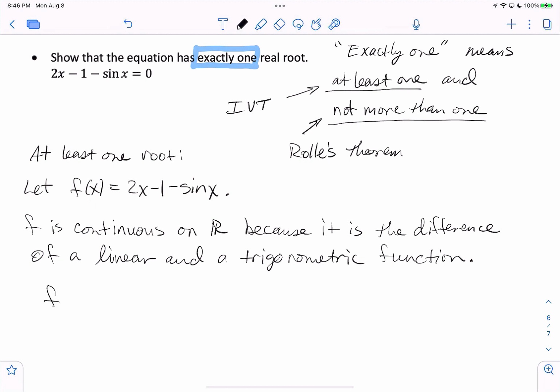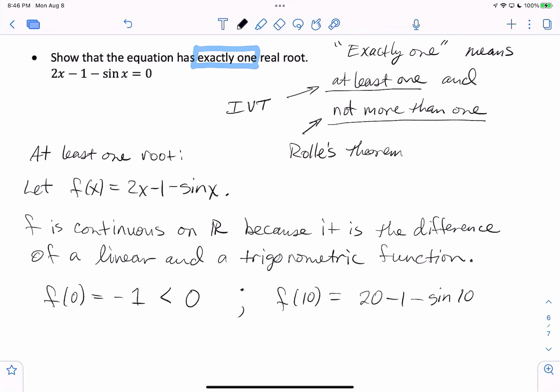So it looks to me like f of 0 is going to be -1, and I don't really care that it's -1. What I care is that it's negative. And then, f of 10 is equal to 20 minus 1 minus the sine of 10. I don't know what the sine of 10 is, but I'll tell you what, it's between -1 and 1. Therefore, this thing is positive.